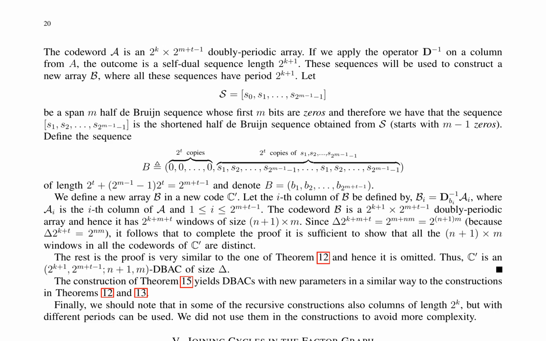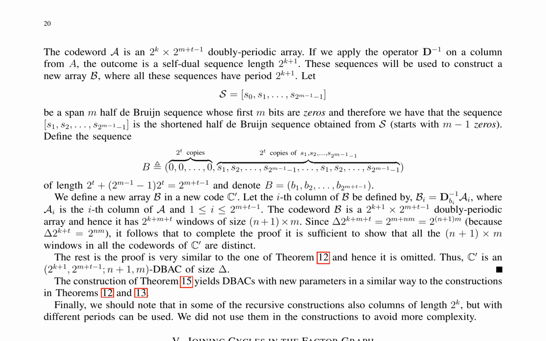A 2^k times 2^(m+t-1) doubly periodic array, codeword A, is used to construct self-dual sequences of length 2^(k+1) by applying the operator D^-1 to its columns. These sequences are then used to build a new array B, comprising 2^t copies of a span m half de Bruijn sequence and its shortened version, with the first m bits being zeros. Array B is a 2^(k+1) times 2^(m+t-1) doubly periodic array with 2^(k+m+t) windows of size (n+1) times m.